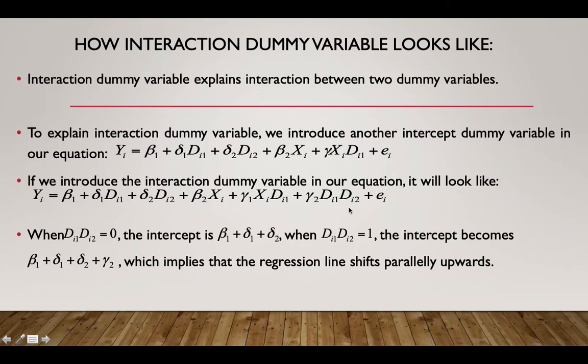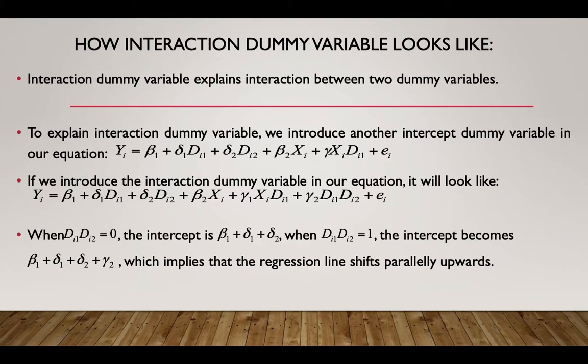Now, when D_i1 equal to 1, D_i2 equal to 1, and D_i1 D_i2 is also equal to 1, then the intercept becomes beta 1 plus delta 1 plus delta 2 plus gamma 2. So, the regression line shifts parallelly upwards.